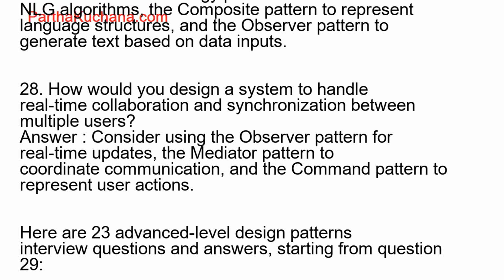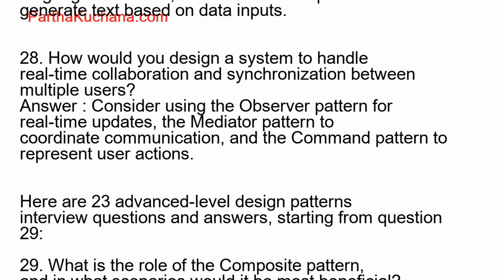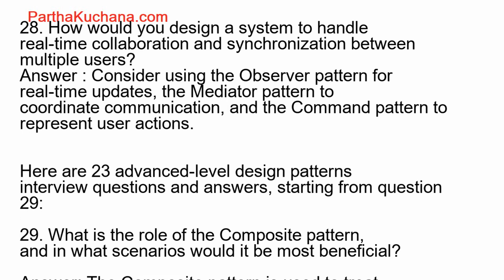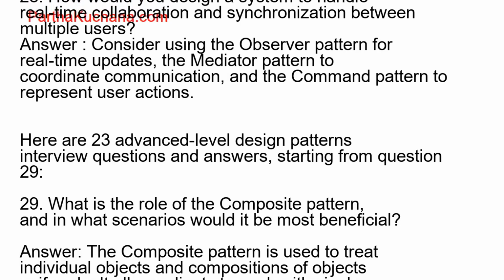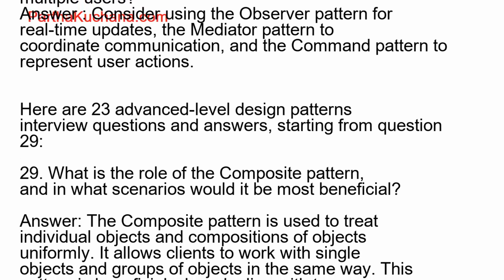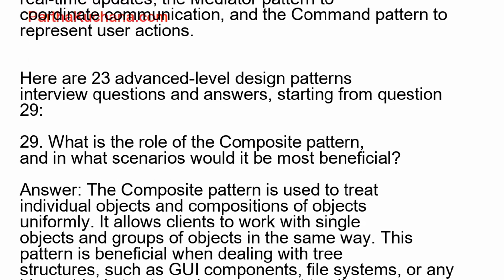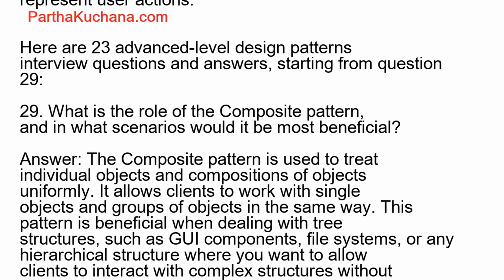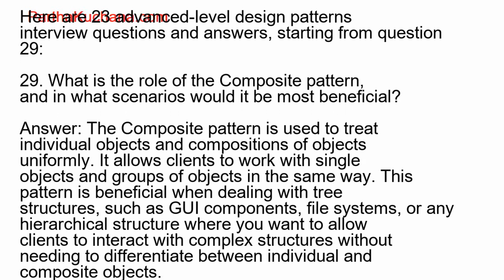31. How does the command pattern facilitate undo functionality in applications? Answer. The command pattern encapsulates a request as an object, thereby allowing for parameterization of clients with queues, requests, and operations. This encapsulation allows the implementation of undo functionality by maintaining a stack of commands executed. When an undo action is triggered, the application can pop the last command from the stack and invoke its undo method, reverting the state to its previous configuration.